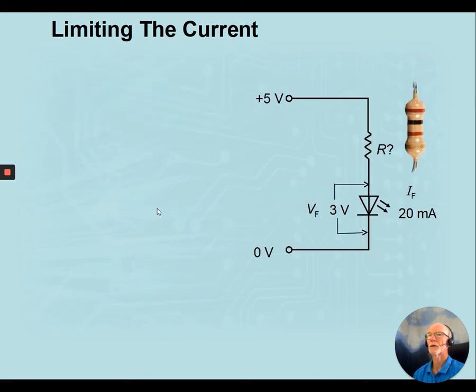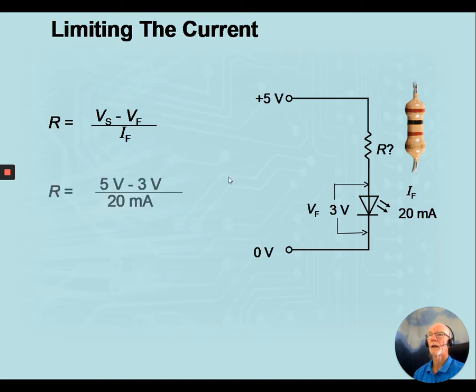So in this particular circuit, if we have a 5 volt input and an LED that drops 3 volts across it when conducting with 20 milliamps flowing through it, what is the value of the resistor required? The voltage across the resistor will be 5 minus 3, because it's a series circuit, and the current flowing through the resistor will be the same as the current flowing through the LED, 20 milliamps. So now we can very easily work out the value of the resistor in ohms.